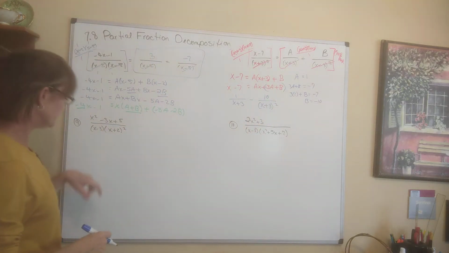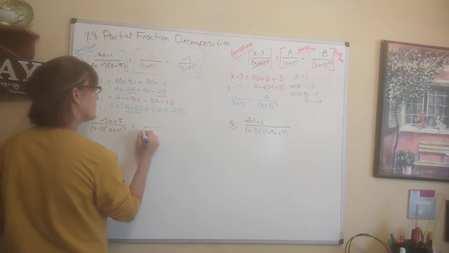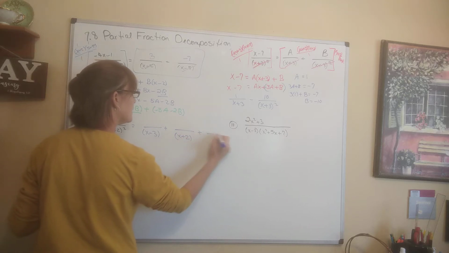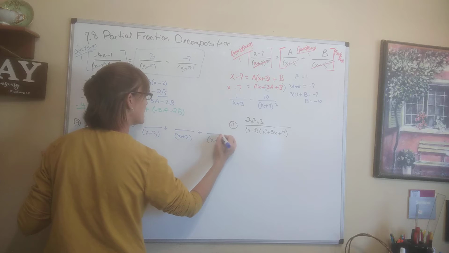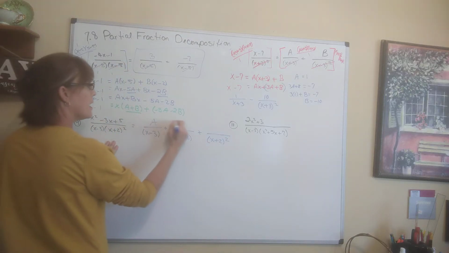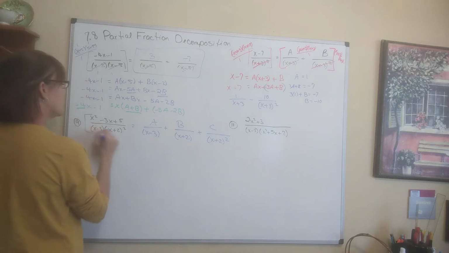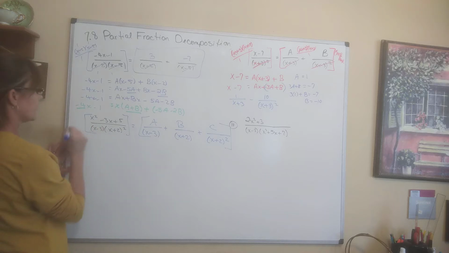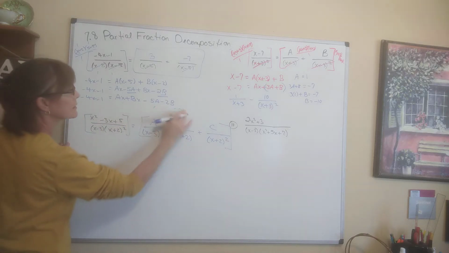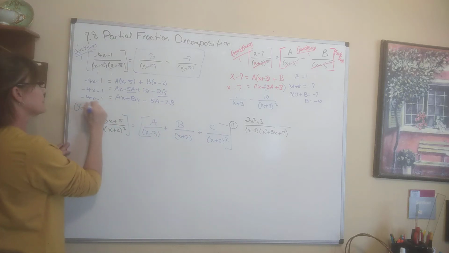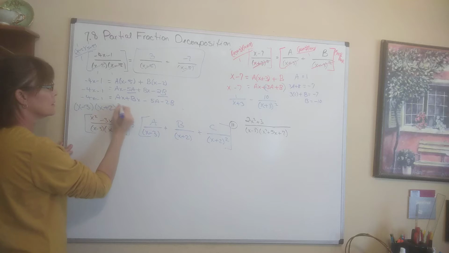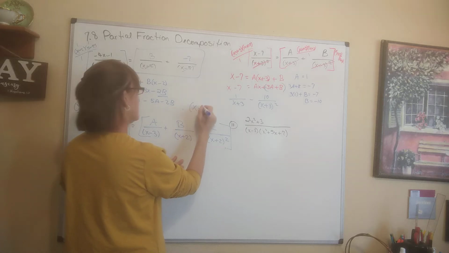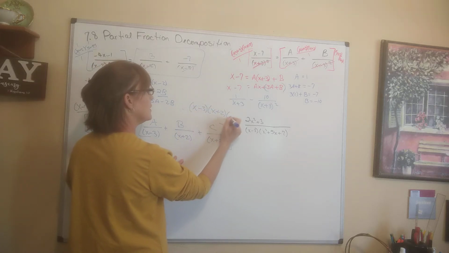Okay, let's do number 9. Setup is going to be something over x minus 3 plus something over x plus 2. It's repeated. Plus something over x plus 2 to the second power. That's the setup. A, B, C. Multiply both sides of this equation by the lowest common denominator, which is this right here. I'm going to multiply this by x minus 3 times x plus 2 squared over 1. I'm going to multiply this side times x minus 3 times x plus 2 squared.